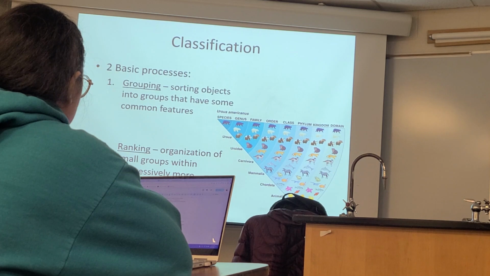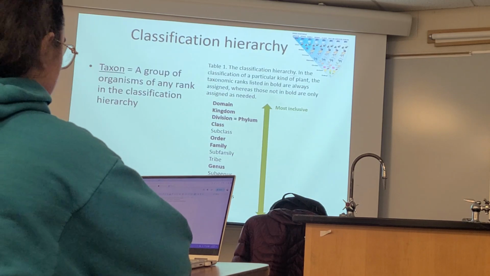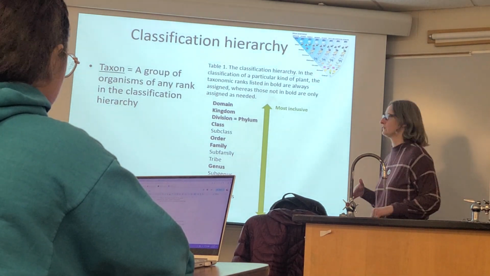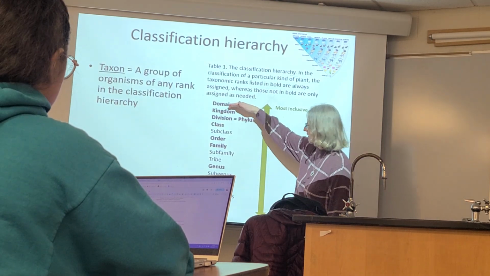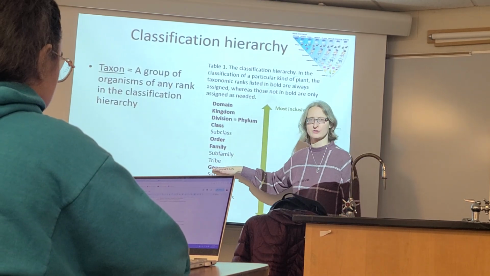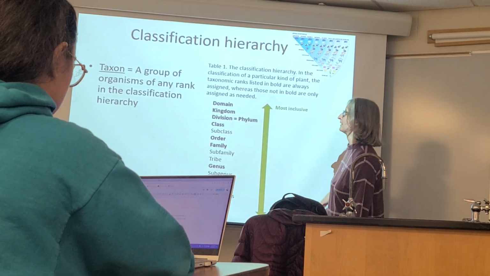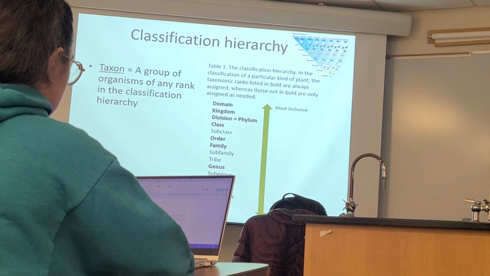Now these ranks should be familiar. We learned those, I know, in Biology 130 lab, or at least the ones that are listed there. And so we're going to go back and kind of refresh your memory on that. Each one of these ranks, these categories that we use to organize and classify organisms, is referred to as a taxon. This is a taxon, this is a taxon, that's a taxon. When we're talking about multiple ones, we'd say taxa. Okay? So that's a group of organisms of any rank in the classification hierarchy.